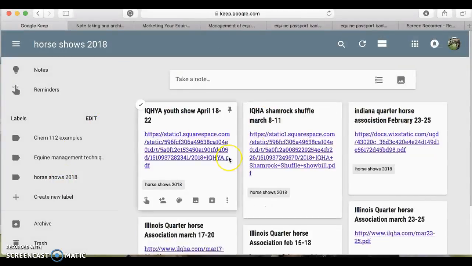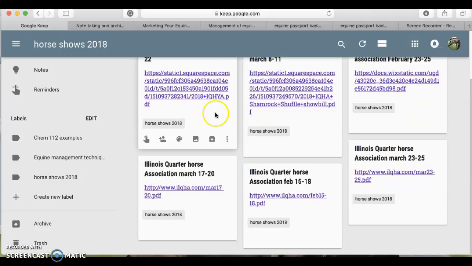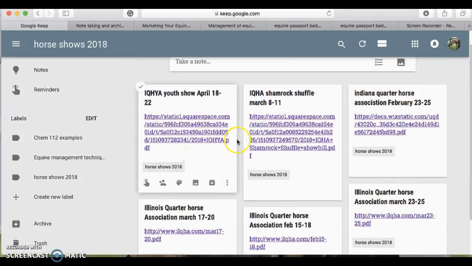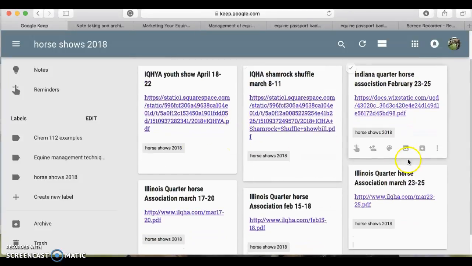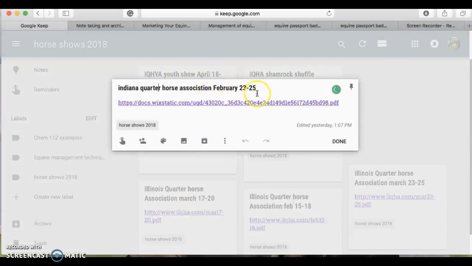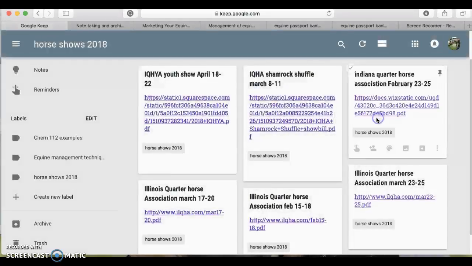Then here I have my horse shows for this coming year, for the next month or so, month or two, and they just each have the horse show date, and then here is the attached horse show bill for the show.